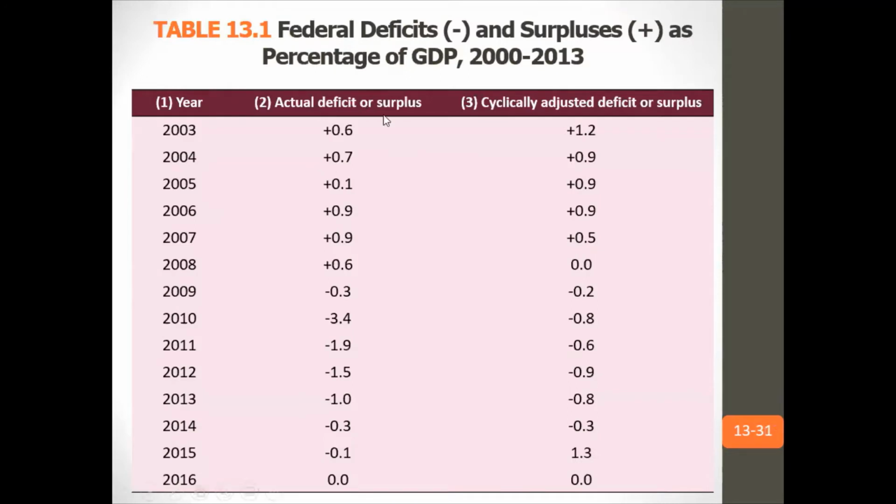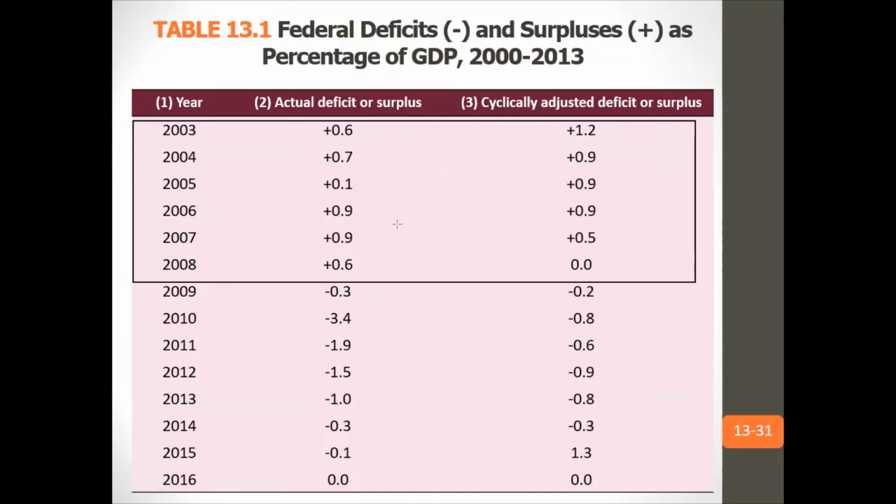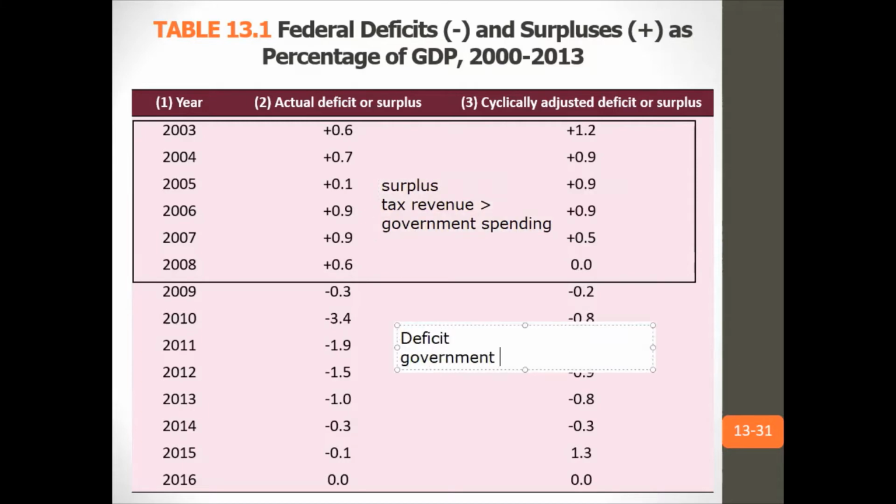So this is a chart of how many years had a surplus and a deficit. These years had a surplus, so tax revenue was greater than government spending. And in these years, government spending was greater than tax revenue.